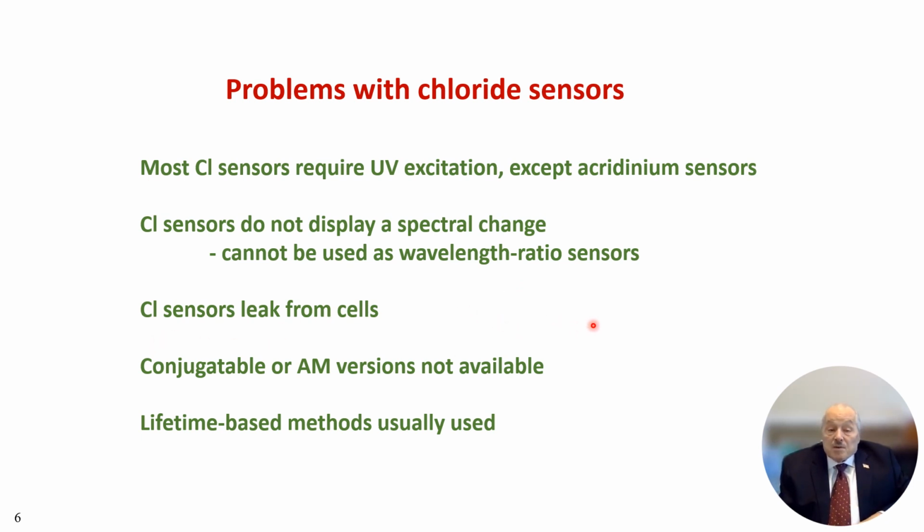The chloride sensors tend to leak from cells so that the intensity becomes unreliable. And for that reason, lifetime-based sensing is commonly used with chloride probes. And I guess a difficulty to using them is, I looked at a number of catalogs, and conjugatable versions or AM versions of these probes don't seem to be available. So they're hard to use because you can only let them diffuse into cells and they can diffuse out.